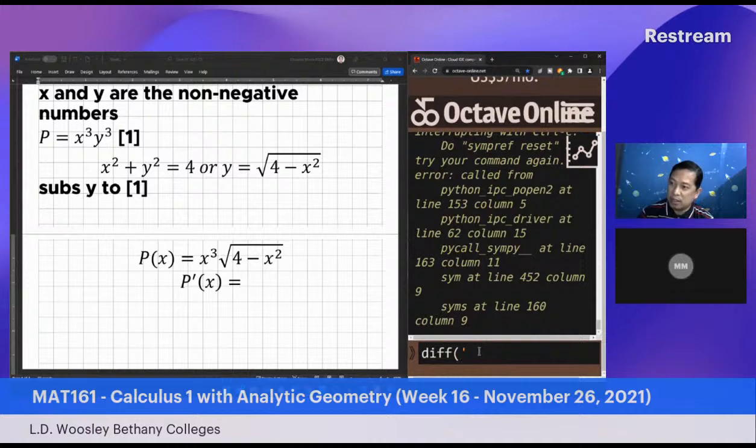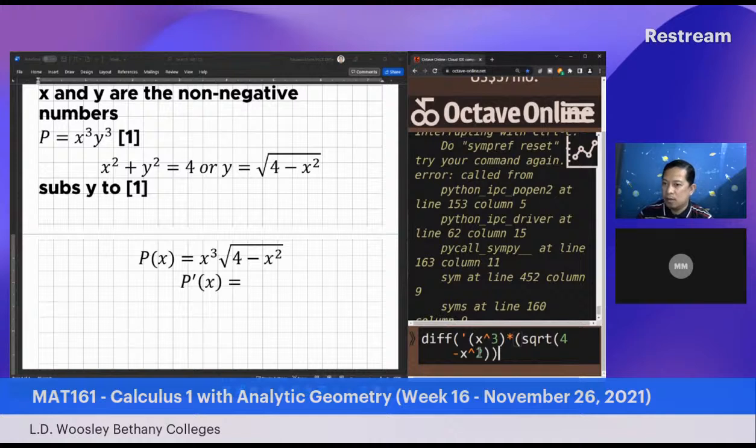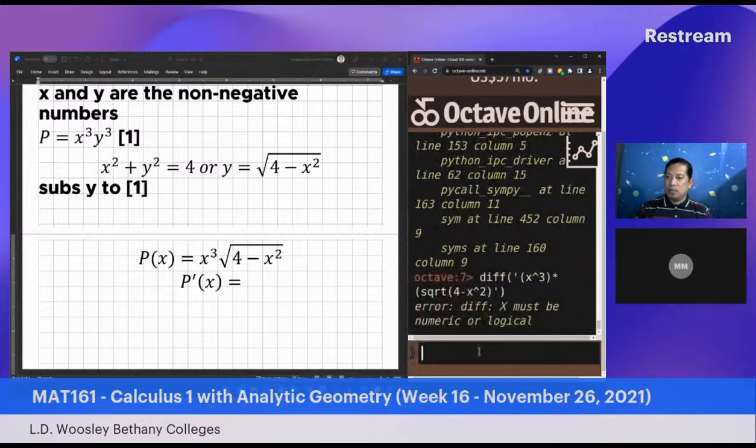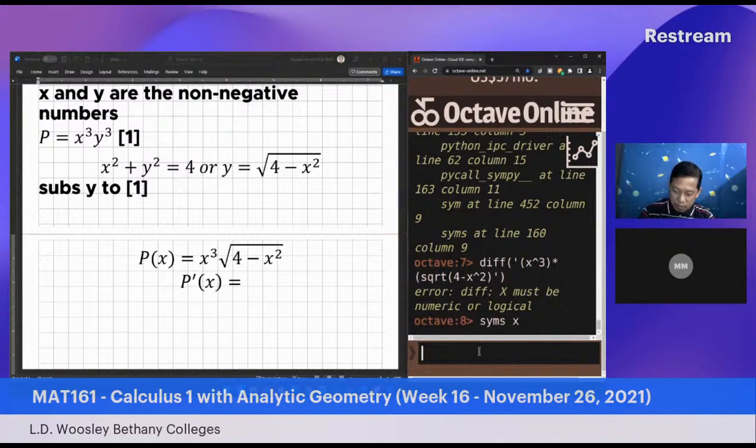So, gawin na lang natin na symbolic equation siya. X cube. Yan. Teka, wait. Kailangan symbolic to. Yan. Deep must be numeric or logical. Nako po. Ano nangyari? Minsan magkakaproblema din tong ano eh. Ayaw naman mag-symbolic. Ayan, pumasok yung symbolic natin.